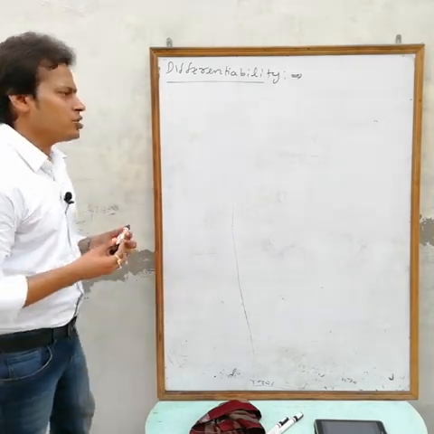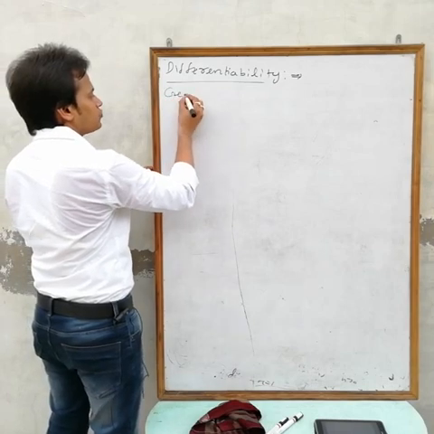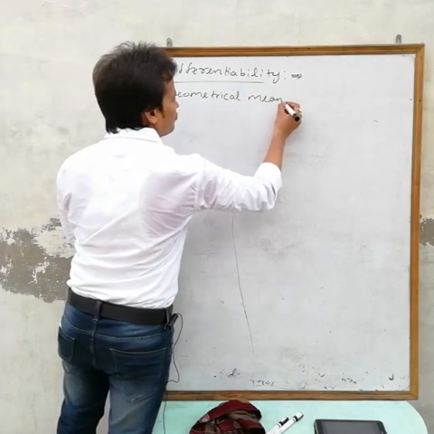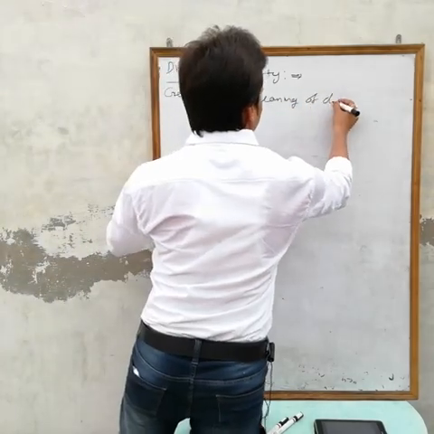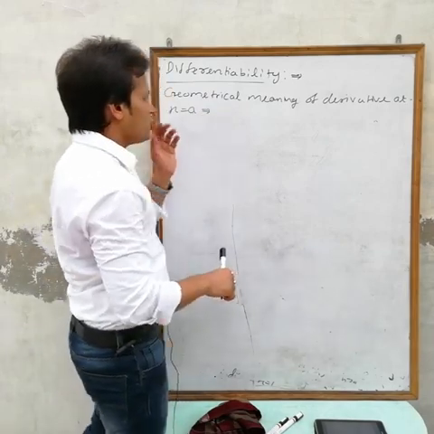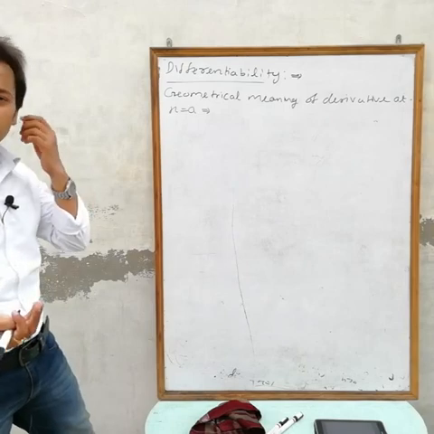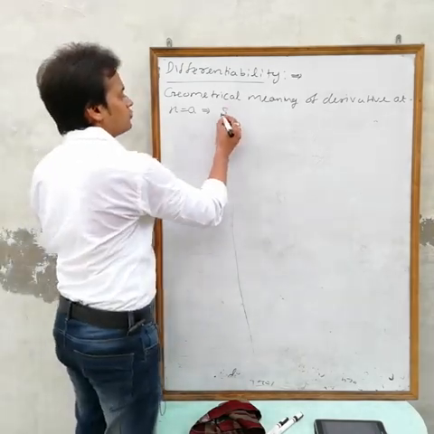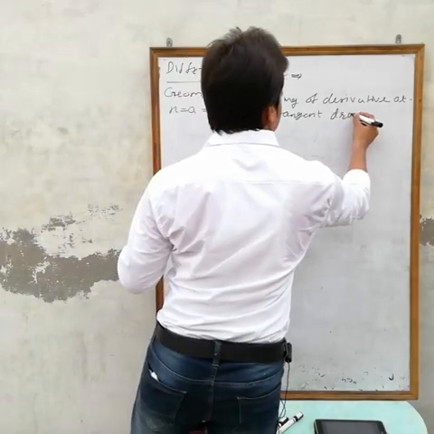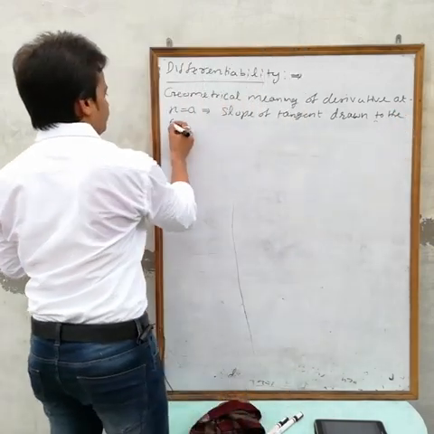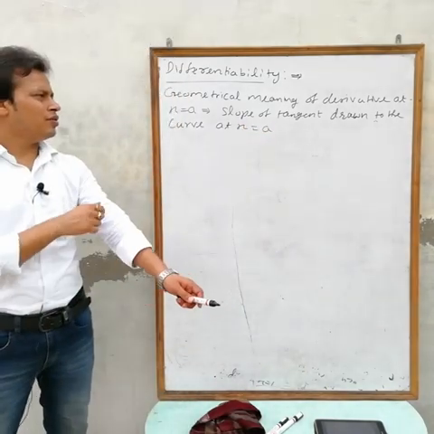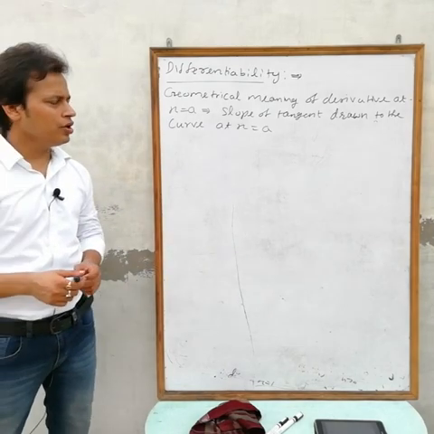At that point. So first I am writing the geometrical meaning of the derivative at x equals a. The geometrical meaning of the derivative at x equals a is the slope of the tangent drawn to the curve at x equals a. Okay, the derivative at x equals a is the slope of the tangent drawn to the curve at x equals a.